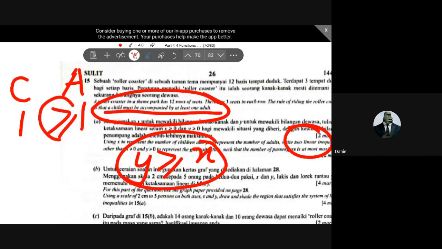Must be accompanied by at least one adult. At least kamu kena faham. Simbol dia macam ni. Lebih besar atau sama dengan, more than or equal to, is at least. Sekurang-kurangnya. Okay? So maksudnya satu child boleh jadi satu adult, dua adult, tiga adult and so on. So that's why Y lebih besar atau sama dengan X. Sebab bilangan adult akan selalu lebih besar dari bilangan kanak-kanak. So boleh faham? Can you understand?